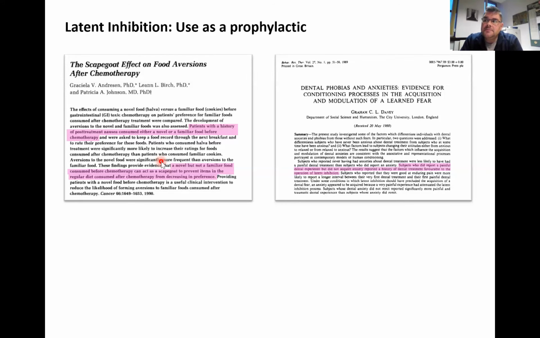So participants who experience traumatic events at dentists are more likely to report the acquisition of a dental phobia if they've never been to the dentist before that traumatic event. If participants have experience going to the dentist prior to that traumatic event with no consequence, then they are less likely to acquire dental phobia, which looks like a latent inhibition effect. The dentist is more likely to be associated with the traumatic event if they're novel compared to if they're familiar.